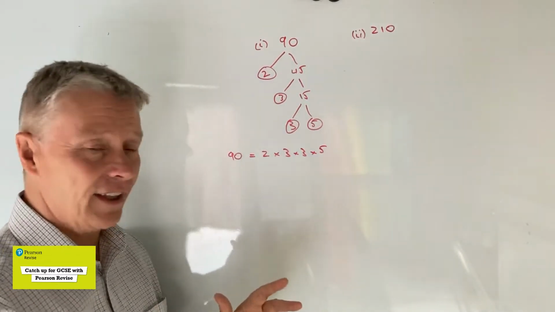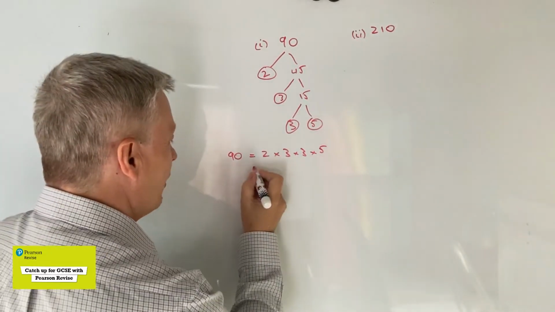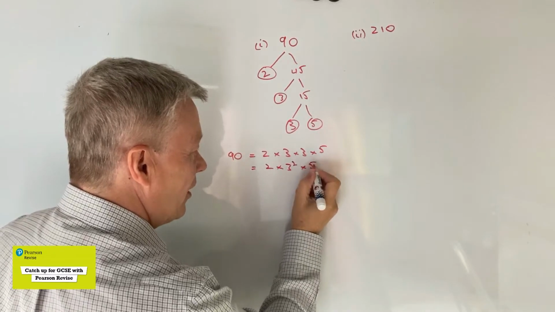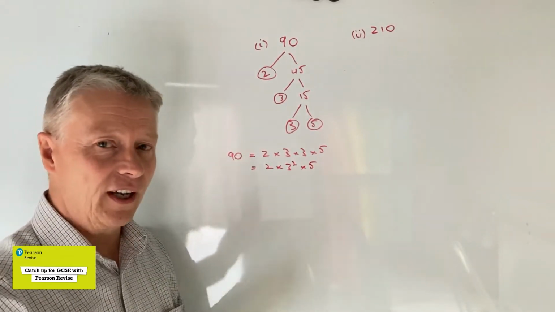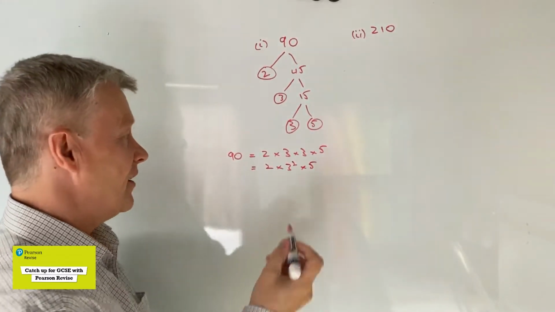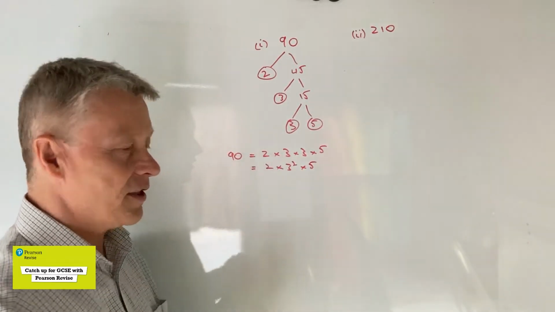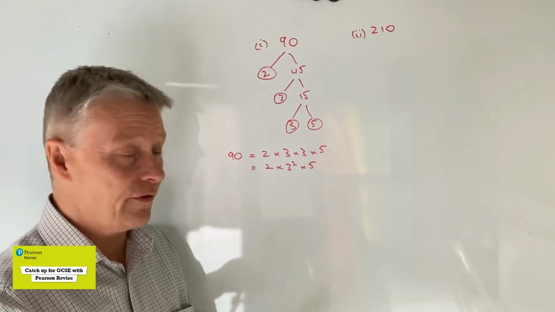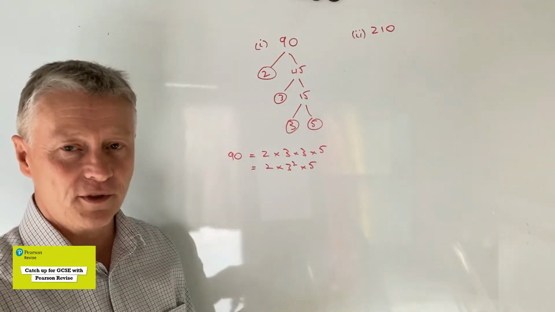It's perfectly acceptable, and some people do write it as 2 times 3 squared times 5, and that's perfectly fine. What I'm going to do is just check that. 2 times 3 is 6, 6 times 3 is 18, and 18 times 5 is 90, so that must be absolutely correct.